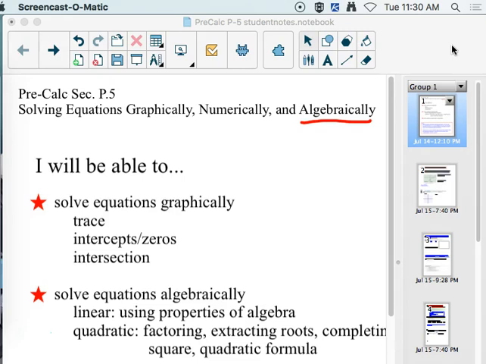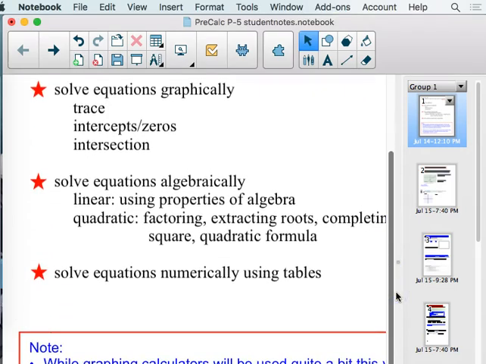So we will be able to solve equations graphically, just reminding you of all the stuff that the graphing calculator can do. We've got the trace button that has the intercepts and the zeros and the intersections and messing with the windows and all that kind of stuff. We're going to do that today. And then solve equations algebraically, linear, using properties of algebra. We've really already used that. That was in some of the other prerequisites.